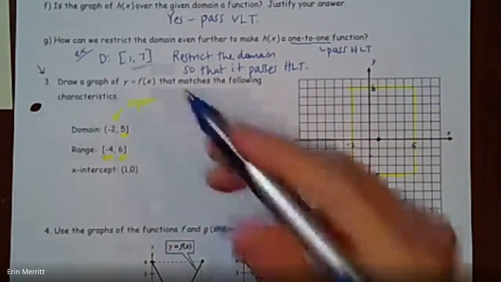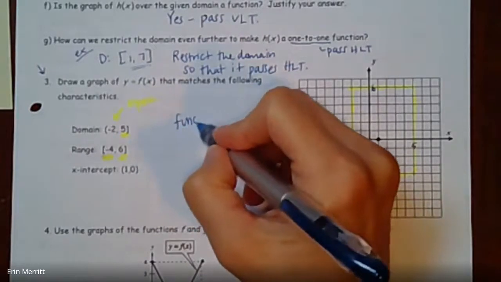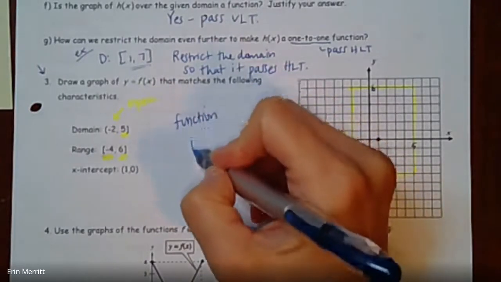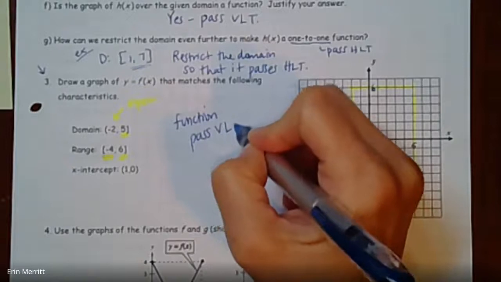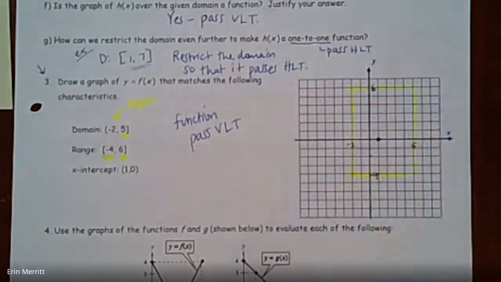The only thing I would say is for it to be a function, it still needs to pass the vertical line test. So don't get too crazy like scribbling back and forth or anything.